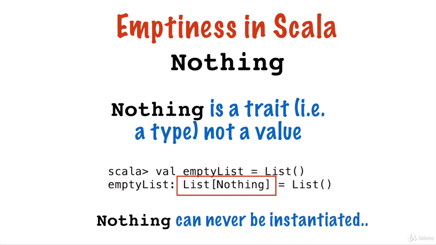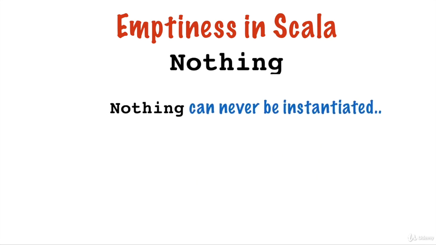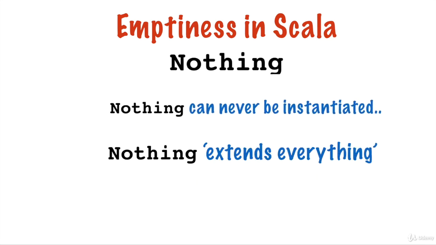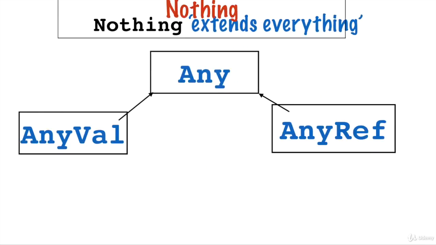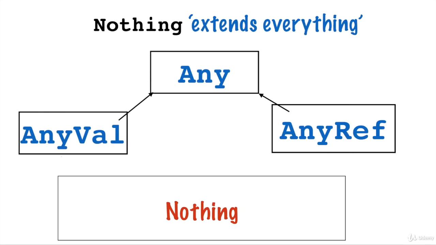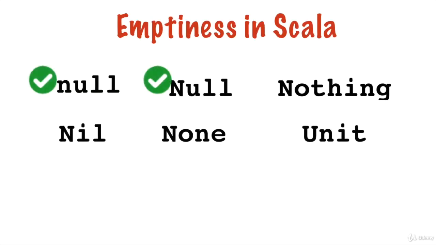Nothing types can never be instantiated. Again, you can never instantiate Nothing, but Nothing extends everything. I love this statement. Again, Nothing extends everything. The point of this is that Nothing is a subtype both of AnyVal and of AnyRef. Unlike Null, which was a subtype only of AnyRef, Nothing is a subtype of both AnyVal and AnyRef. Nothing is a type, again, just like Null with a capital N.